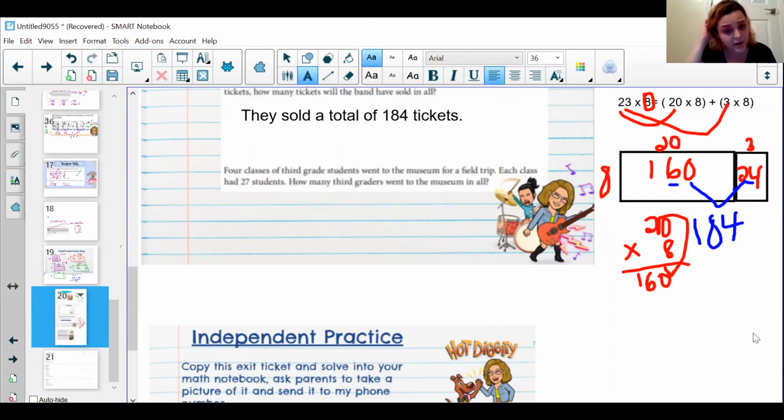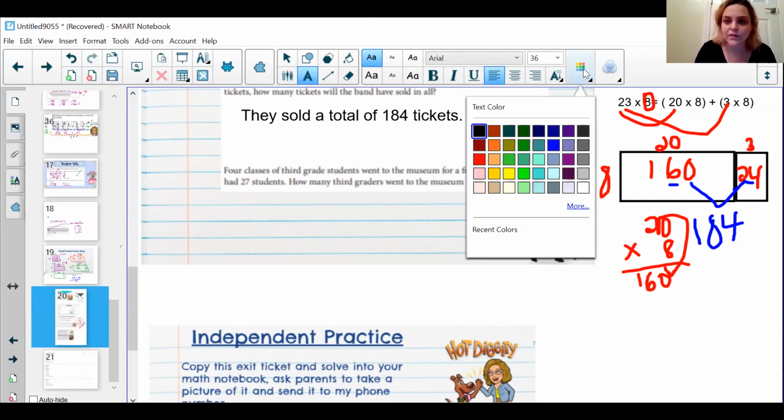All right. So now I'm going to ask you to do the second one on your own. I'm not going to show you the answer today. I'll do it for a review tomorrow in the next video. But you're going to try your very best to use an area model and the distributive property to solve. So 4 classes of 3rd grade students went to the museum for a field trip. Each class had 27 students. How many 3rd graders went to the museum in all?